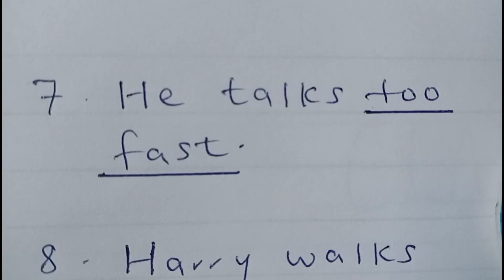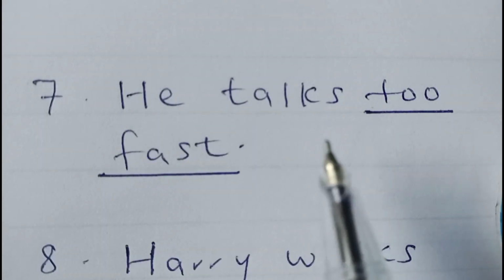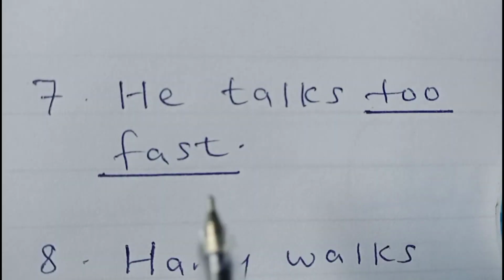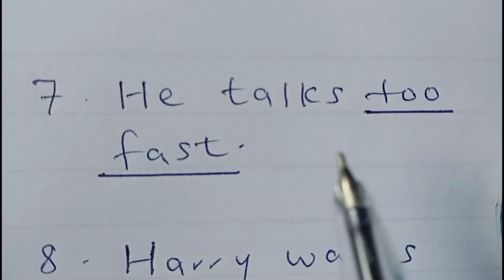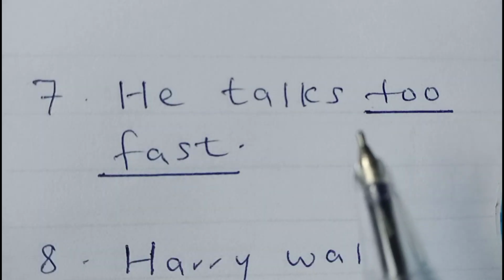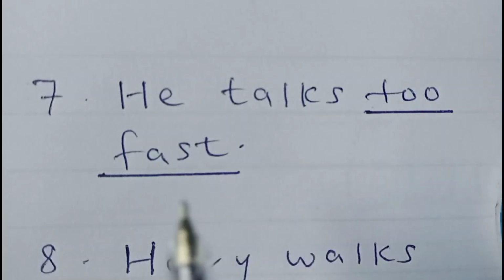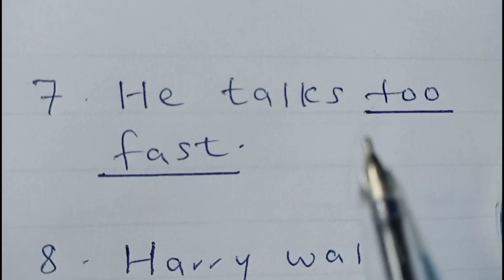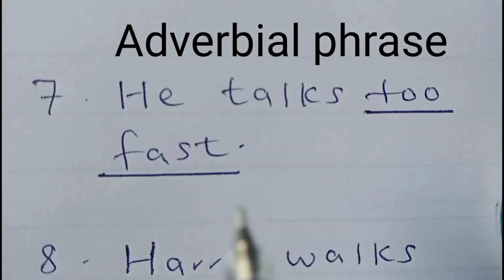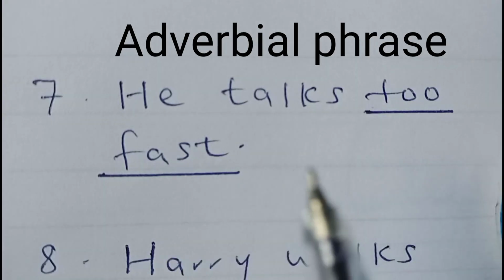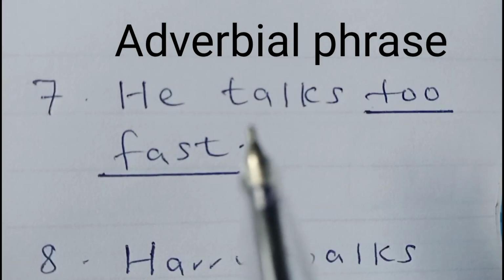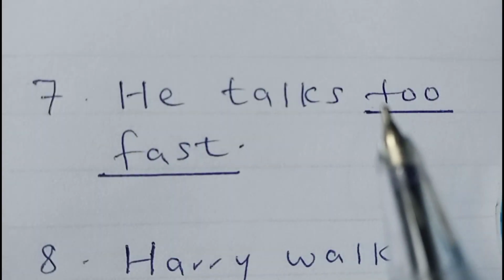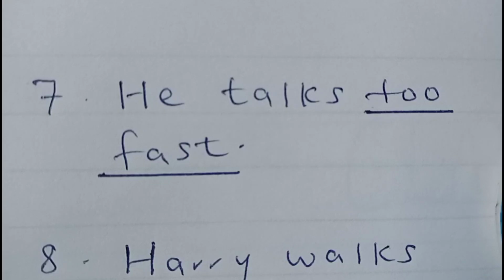Let's look at more examples. First one we have here, he talks too fast. Now, too fast is our phrase and it's underlined. It's a phrase because there is no finite verb. A group of words without a finite verb. In this context, it functions as an adverbial phrase because it is modifying the verb talks, telling you the manner, how he talks, okay, so it becomes an adverbial phrase.